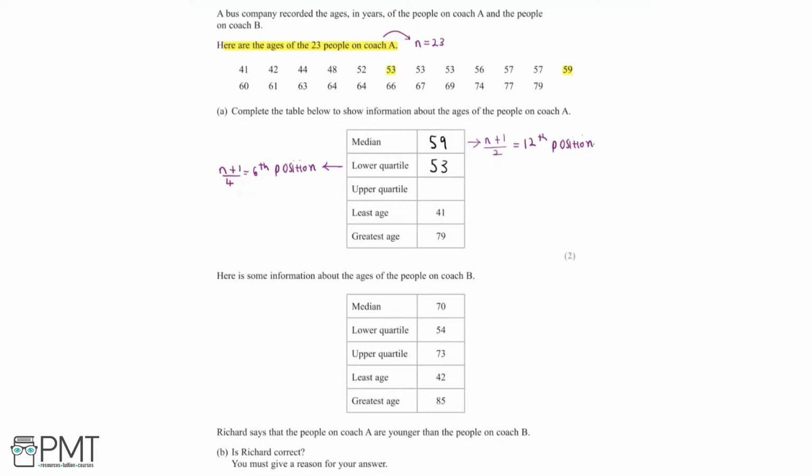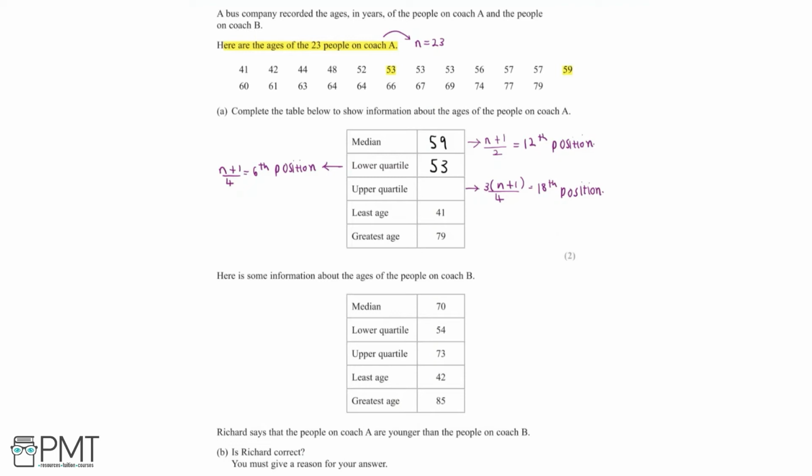Now we need to move on to the upper quartile. Now the upper quartile is found 3/4 of the way along the data, which we can find by doing 3 multiplied by n plus 1 over 4. So n plus 1 is equal to 24. This multiplied by 3 is equal to 72. And then this all over 4 is equal to 18. And so the upper quartile is found at the 18th position.